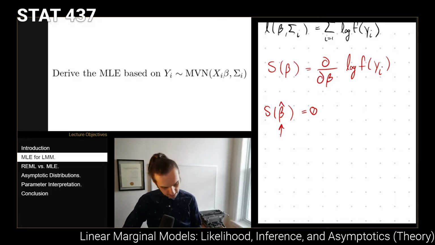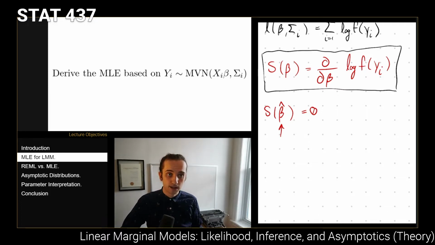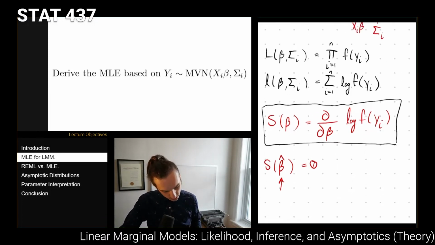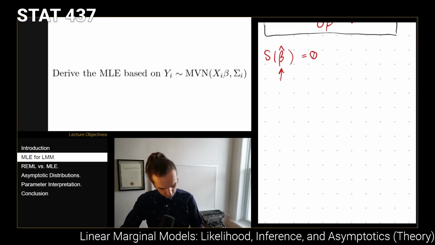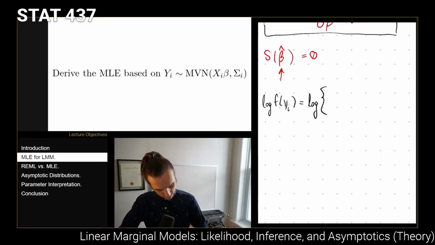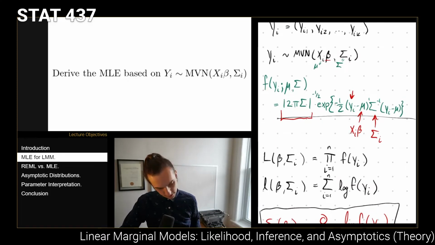So the idea here is that we want to work with this expression, and that's going to be how we derive this MLE, okay? So we can actually do that. We can write out what the log for an individual is. If we want to say the log of f of yi, that's going to be the log of the density that we had written up here. So it's the log of this.